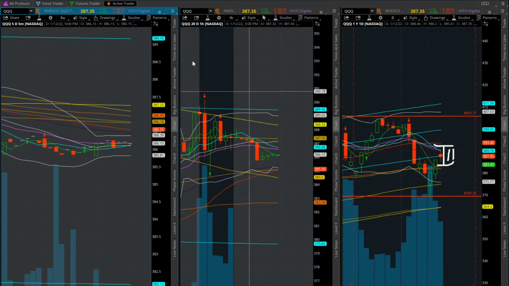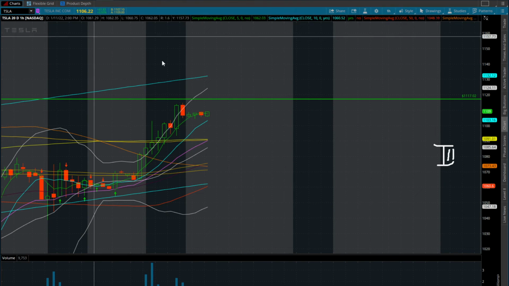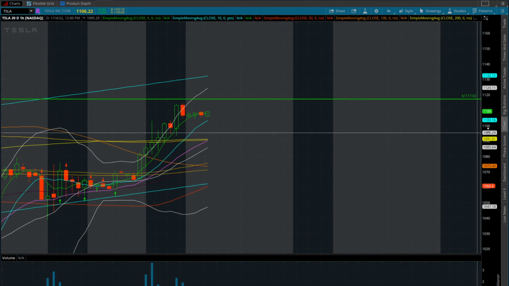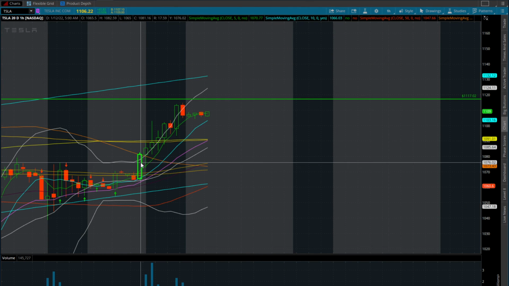If I could just zoom over to Tesla really quick, just to show you guys what I'm looking at. This is the hourly chart on Tesla. So this 1117 is going to be a big area. I'm just looking to scalp this off the open. I'm going to give you a quick idea here.